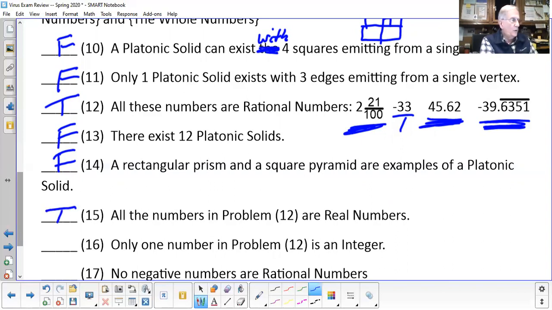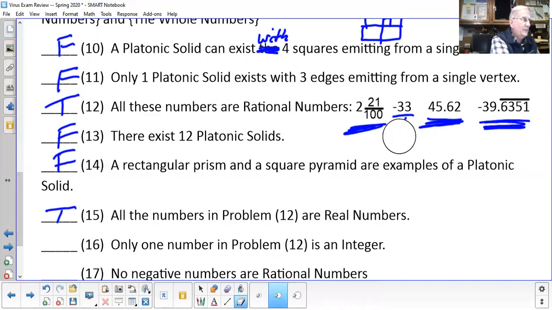16, only one number in problem 12 is an integer. Now, if we go back to the original way I showed the problem, that wasn't there, right? The only integer there is negative 33. So there is only one integer in that group of 4. So that is true.